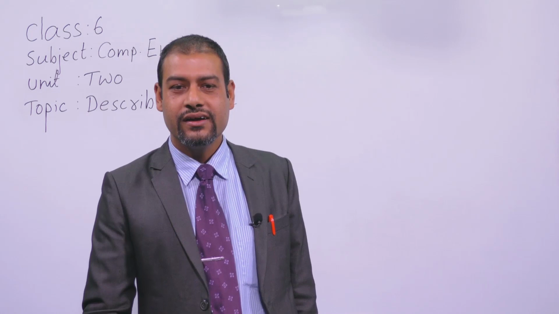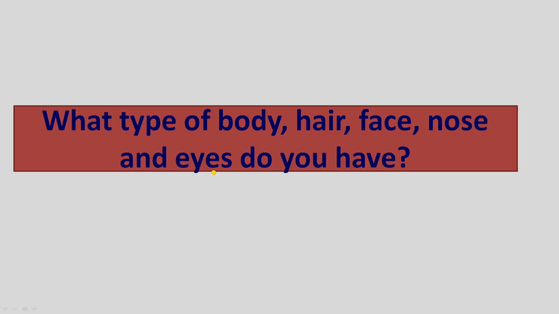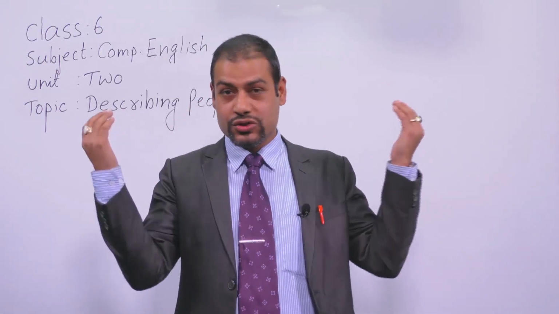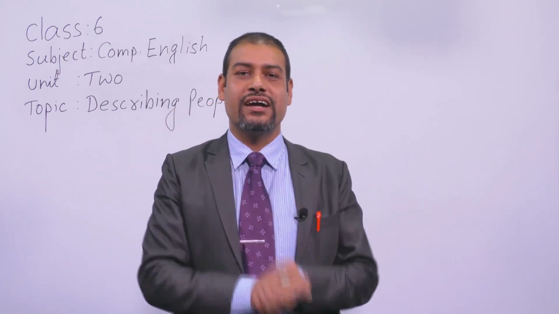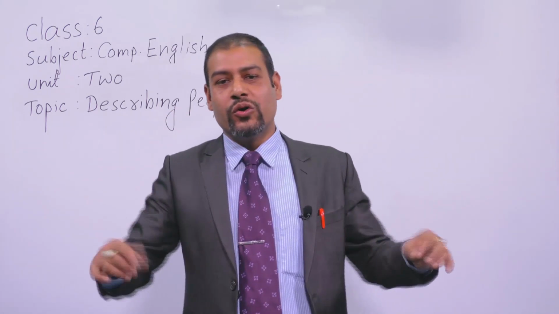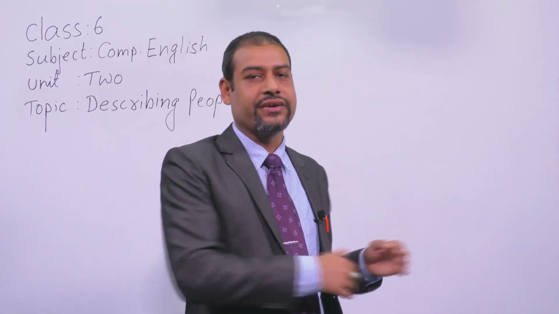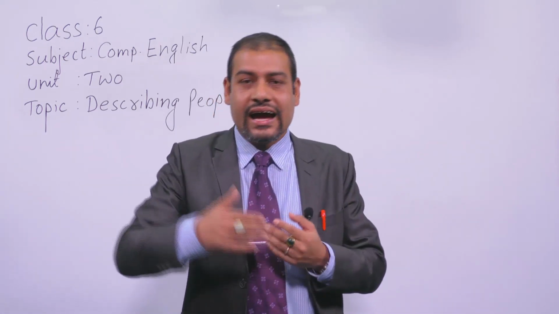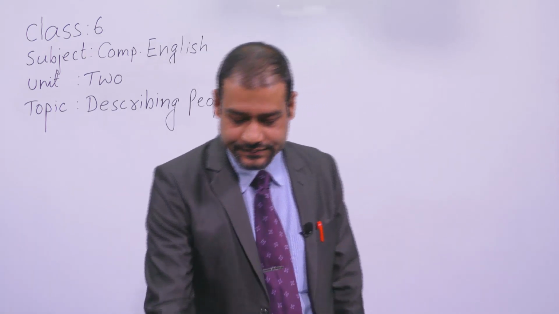Then, look at eyes. What type of eyes do you have? Big, or small, or close together, or wide apart. You have to find out, and later on we'll know what type of eyes are called small eyes, big eyes, wide apart eyes, close together eyes, bright eyes. Such things we'll discuss later on.